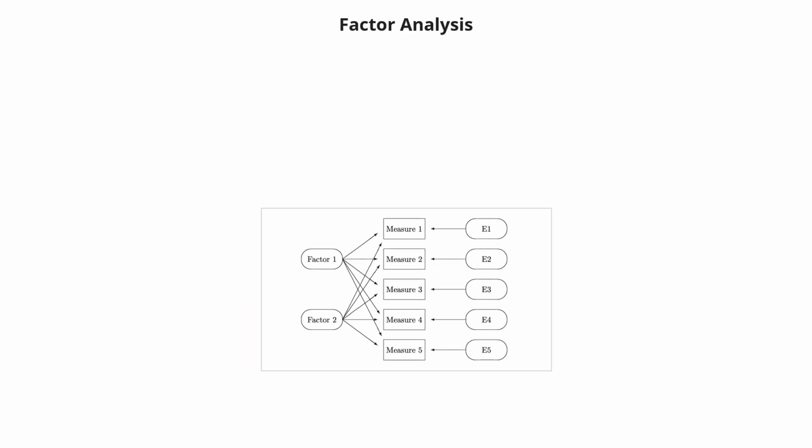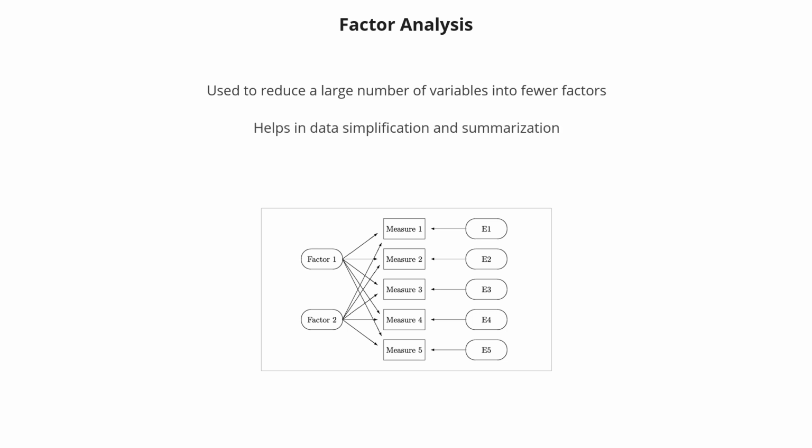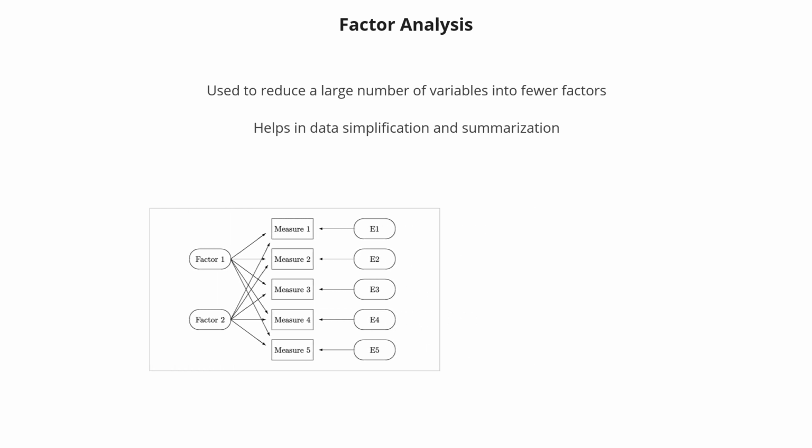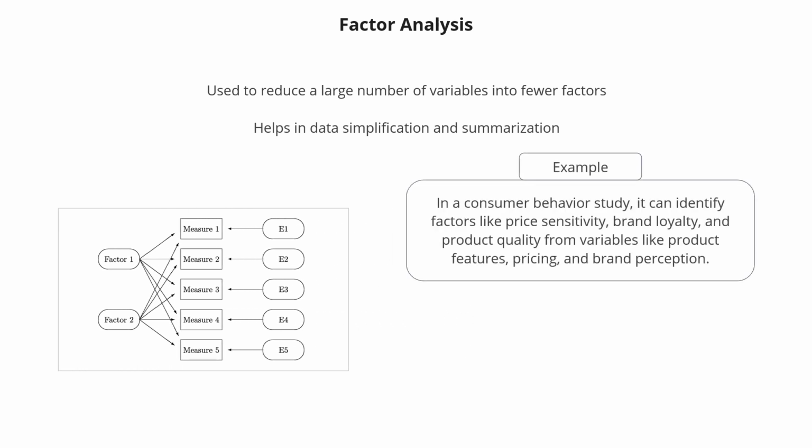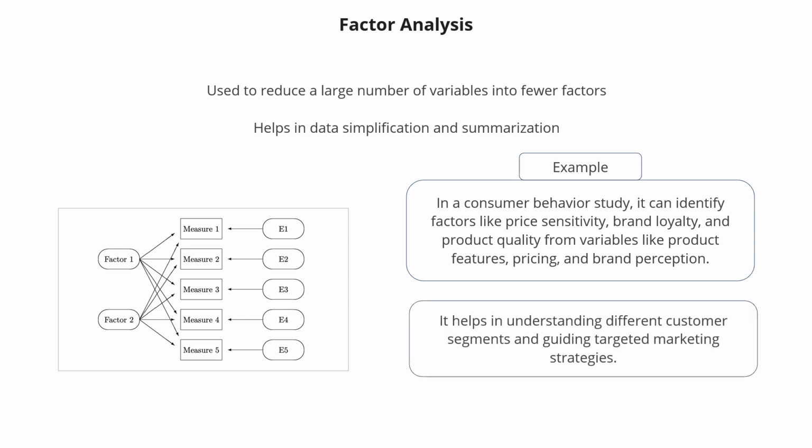Factor analysis is used to reduce a large number of variables into fewer factors. It helps in data simplification and summarization. For example, in a consumer behavior study for a new product, factor analysis can identify unobserved factors like price sensitivity, brand loyalty, and product quality from observed variables like product features, pricing, and brand perception. This helps in understanding different customer segments and guiding targeted marketing strategies.